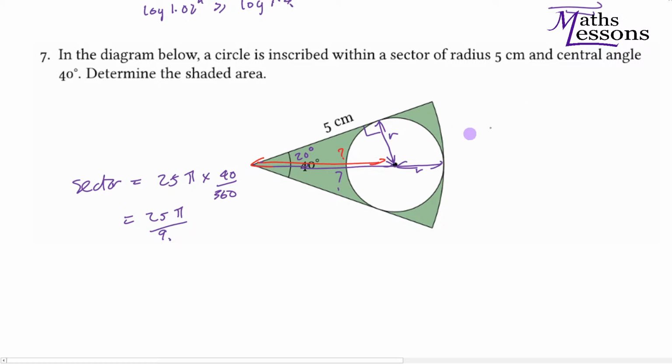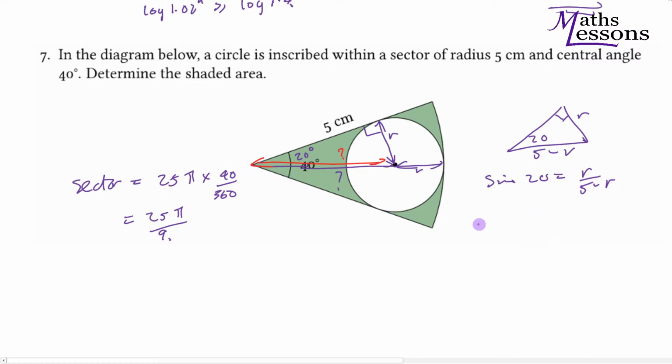Now we know that this is going to be 5 minus r. That distance is r. That whole distance is 5. So this distance is 5 minus r. This distance is r. We have a right angle, that's 20. So sine of 20 is equal to r over 5 minus r. So we can now get an expression for r.